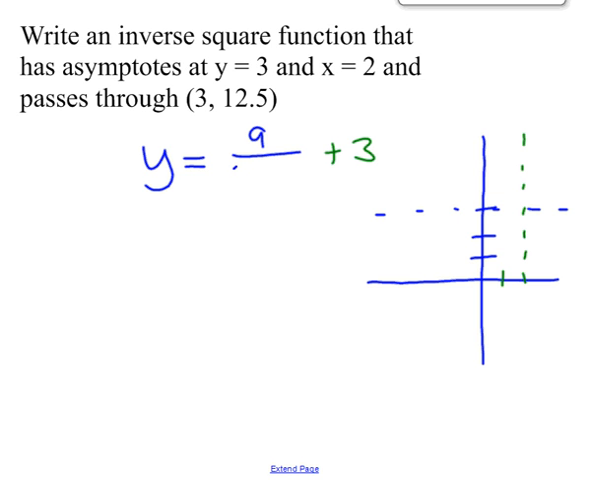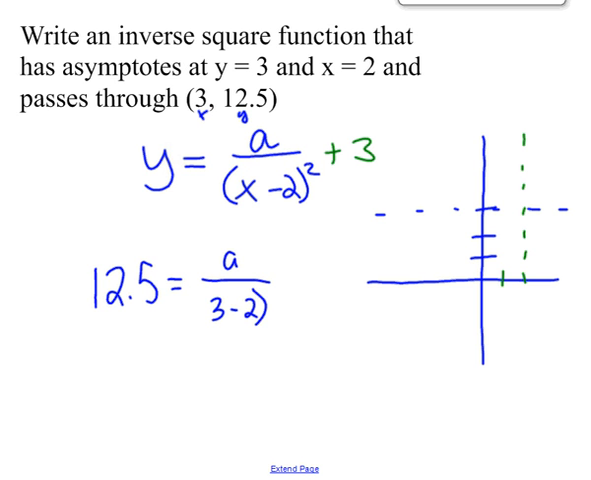All right, so then I get to go x minus 2 squared. All right, and this is an a, kind of looks like a 9, but I'll put an a here because we don't know what the stretch factor is. But we do have an x value and a y value, so let's put those points in. 12.5 equals a over 3 minus 2 quantity squared plus 3.